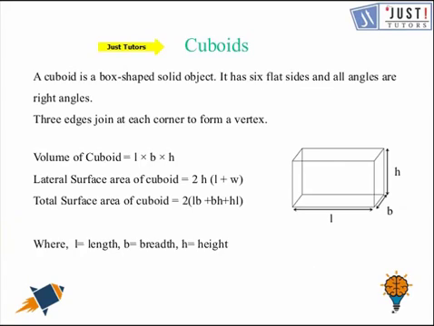Now let's look at cuboids. A cuboid is a box-shaped solid object. It has 6 flat sides and all the angles are right angles. Again, 3 edges join at each corner to form a vertex. If we are finding the volume of a cuboid, we times the length by the width by the height. If we are working for lateral surface area, we will not include the top and the bottom surface. So the formula is 2h(L + W).